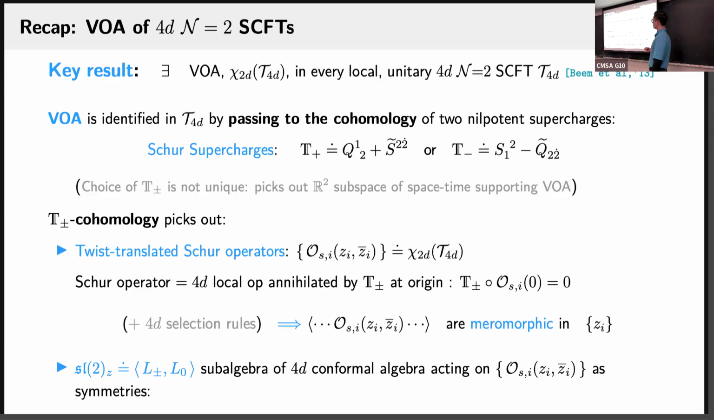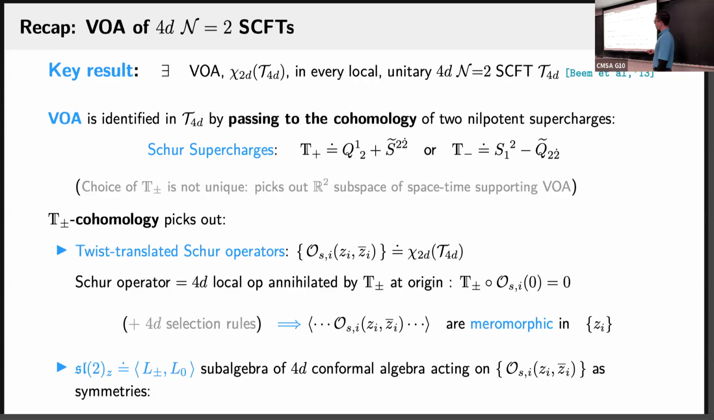Okay, so this T plus cohomology picks out two things. The first is that it picks out the set of twist-translated Schur operators as being those which form this vertex operator algebra. A Schur operator is just a particular type of 4D local operator that's annihilated by these nilpotent supercharges T plus minus at the origin. And when you combine this with their 4D selection rules that define the way in which these Schur operators are BPS, it implies that when you consider their correlation functions and move them about in this plane in a particular way, the results are meromorphic functions of only their z insertion points.